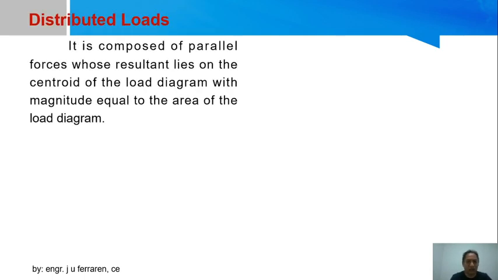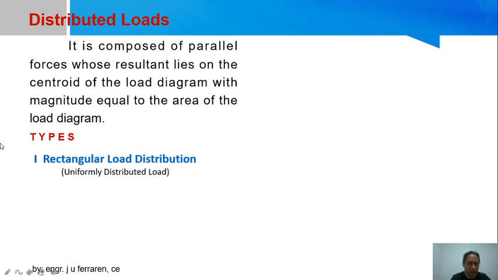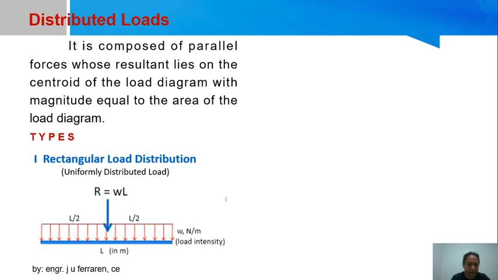Now, distributed loads. It is composed of parallel forces whose resultant lies on the centroid of your load diagram with magnitude equal to the area of your load diagram. We have different types of distributed load. One of which is the uniformly distributed load, or rectangular load distribution. Where is the resultant of a rectangular load?